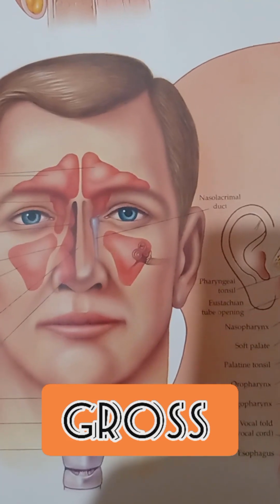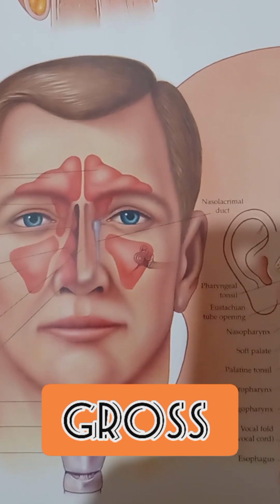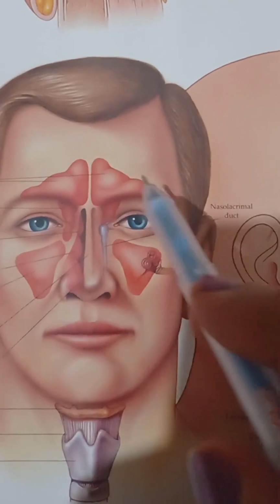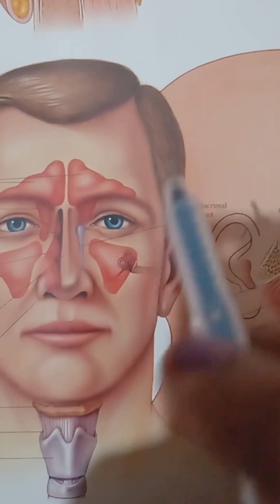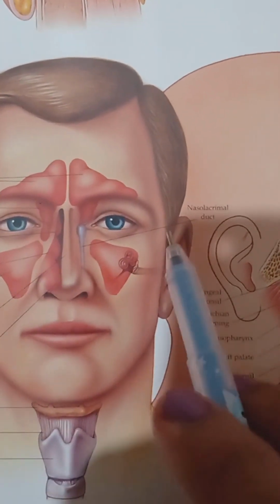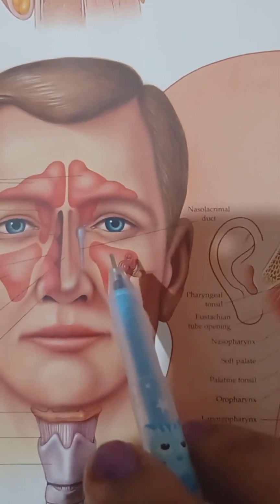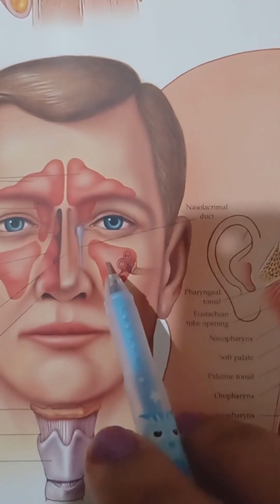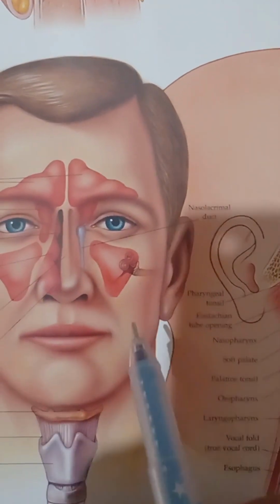Dear students, today we are going to see about paranasal air sinuses. So what are paranasal air sinuses? They are nothing but the cavities which are present around the nose. What is the function of these cavities around the nose? Point number 1, to add phonation to your voice. Point number 2, to make your skull lighter.